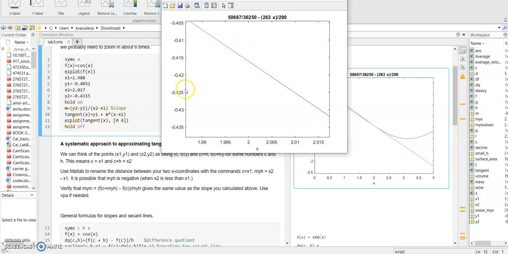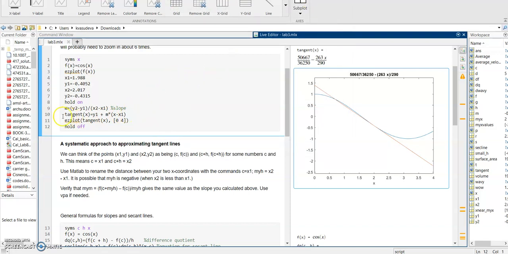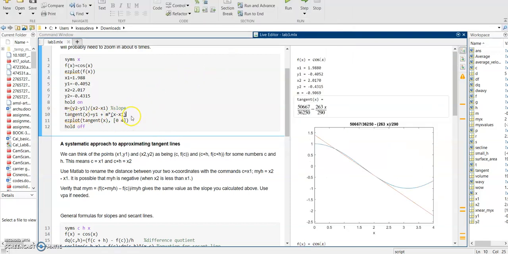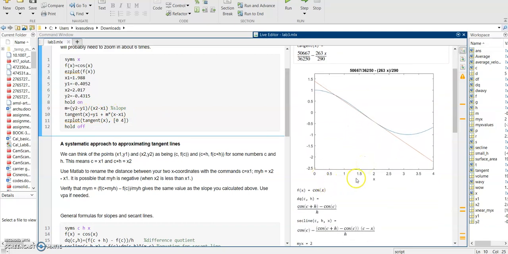Then I have a tangent equation. You don't see this tangent equation in your lab manual, so I have made it separately, and that makes it easy. The tangent of x is equal to y1 plus m times x minus x1. You already know what y1 is, and you already know what x1 is. Now we need to plot the tangent line by plugging in all the x values from 0 to 4.